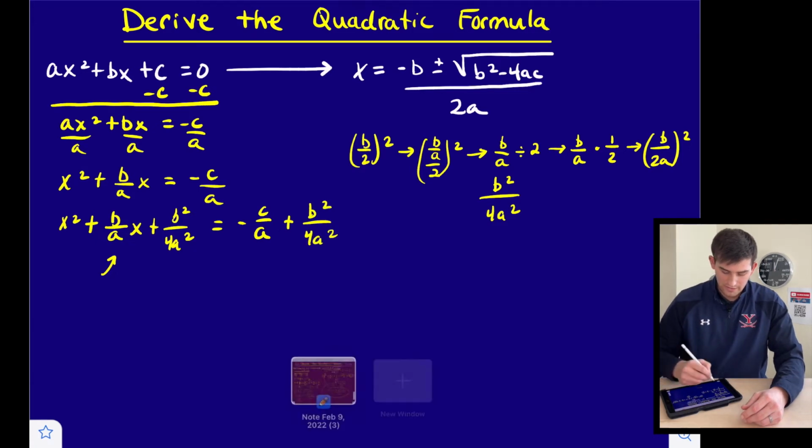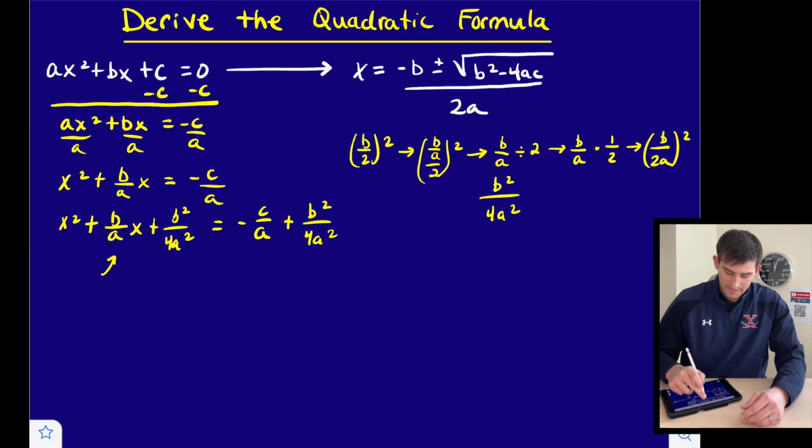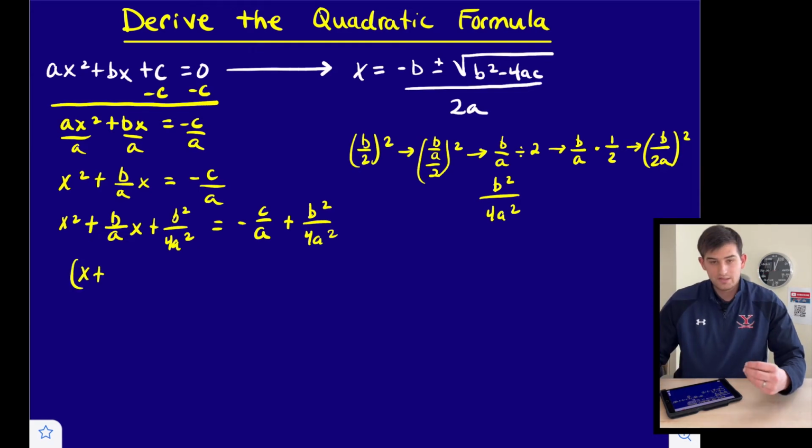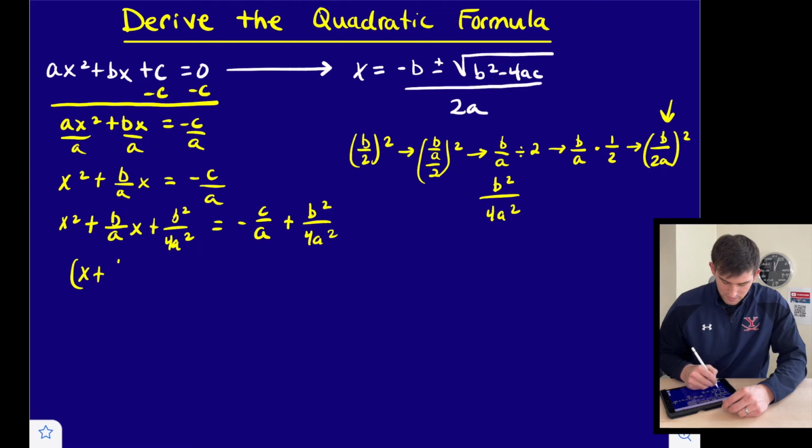Okay, so now we're ready on the left side to factor our perfect square trinomial as the square of a binomial. So we're going to factor it as x plus, in parentheses, and it's going to be, remember, b divided by 2, or what we had before we squared our value over here. So this is going to be x plus b over 2a, quantity squared, equals, and we can just leave this side for right now, negative c over a.